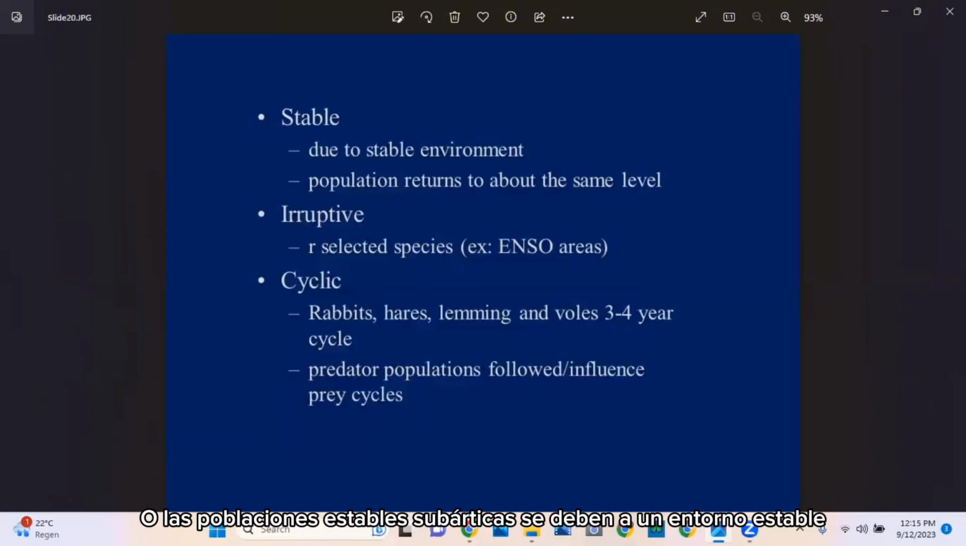or the subarctic. Stable populations are due to a stable environment, and populations return to about the same level. Eruptive are those R-type species. Chinchillas are K-type species, like elephants. And cyclic rabbits, the hares, the lemmings, and the voles are on a three to four year cycle, and the predator population follows or is influenced by the prey cycles.